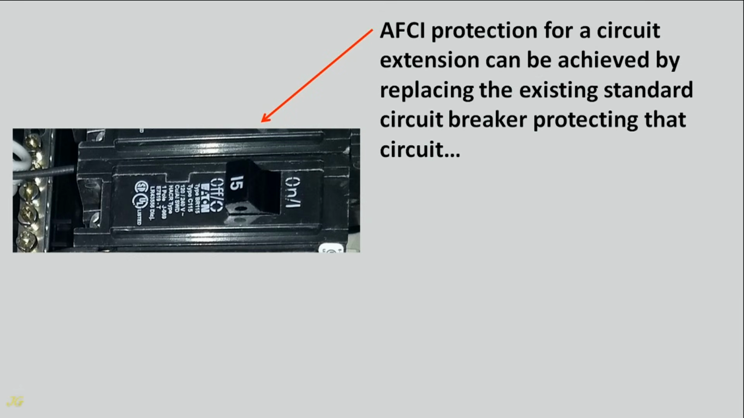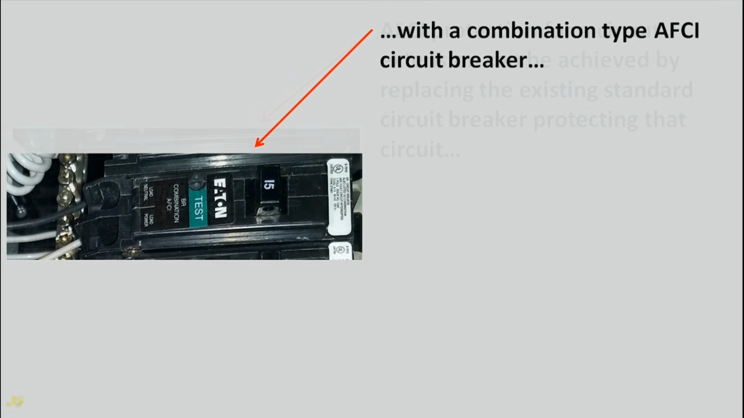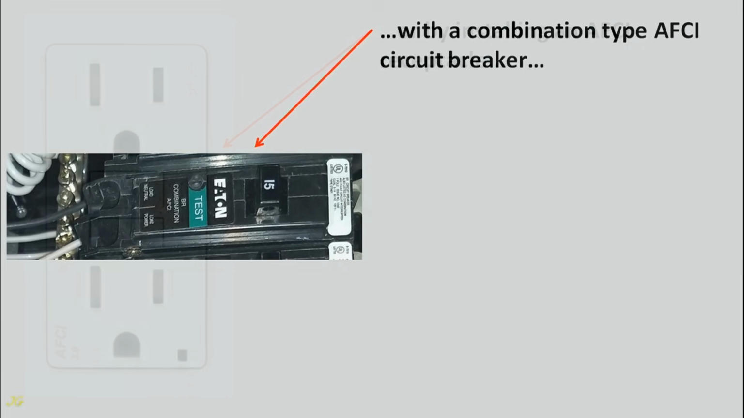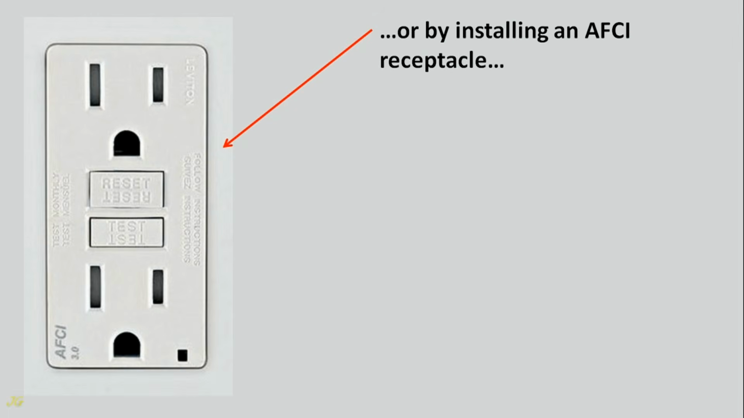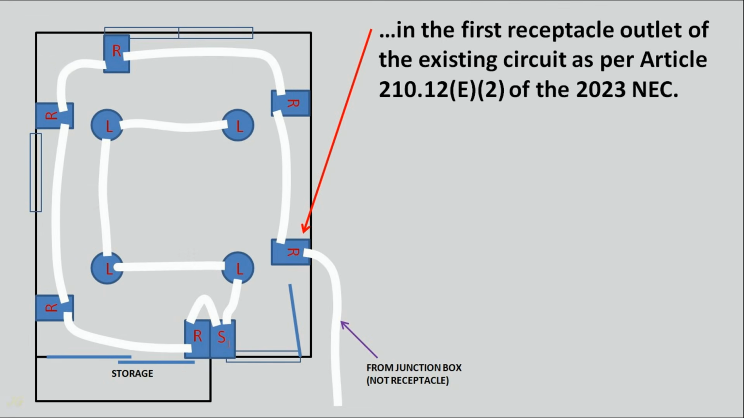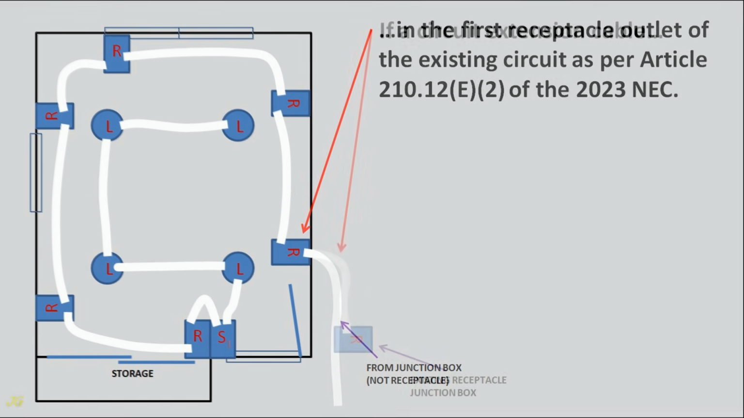AFCI protection for a circuit extension can be achieved by replacing the existing standard circuit breaker protecting that circuit with a combination type AFCI circuit breaker, or by installing an AFCI receptacle in the first receptacle outlet of the existing circuit, as per Article 210.12(E)(2) of the 2023 NEC.